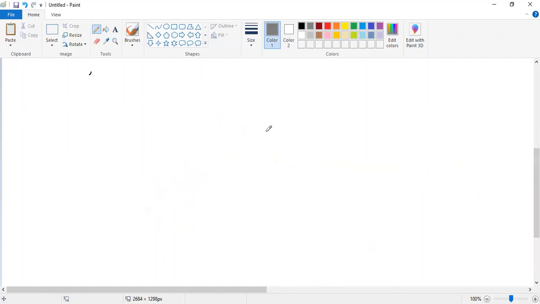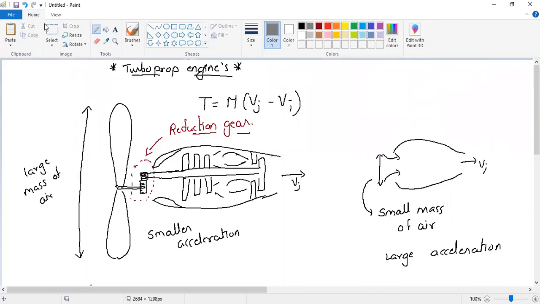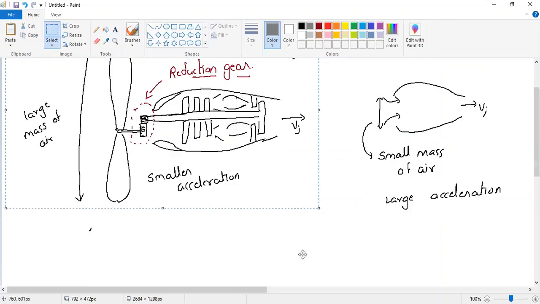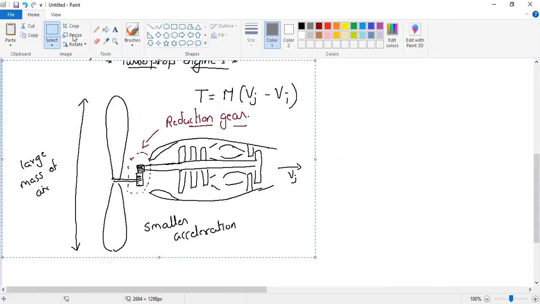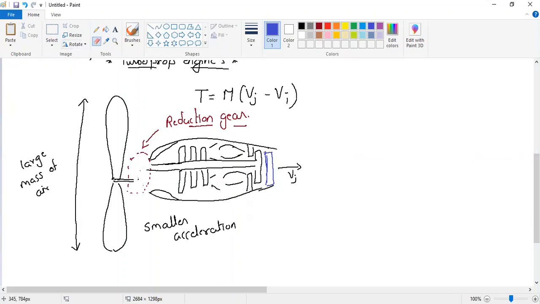Now what we'll do is understand something new. I will install another turbine here. I am installing a new turbine at the back of the engine, which does not have any physical connection with this. Can you see this? There is no physical connection in this.